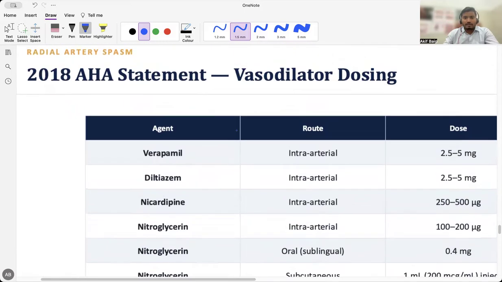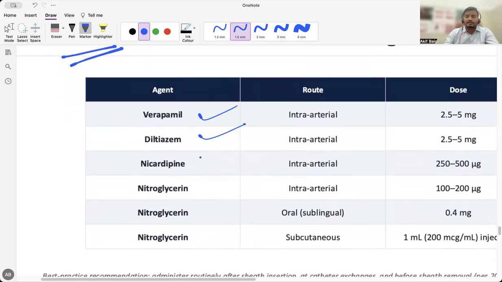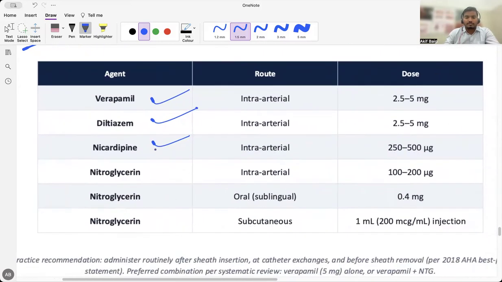So these are the vasodilators which can be used based on the 2018 American Heart Association statement: verapamil, diltiazem, nicardipine, with the doses I am giving here. You can go through that.